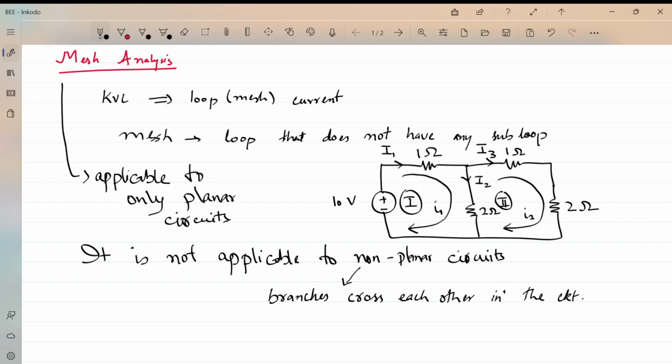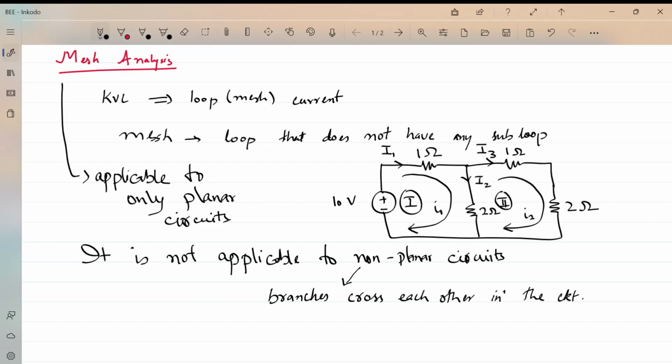So mesh analysis is only applicable to planar circuits, while nodal analysis is applicable to both planar as well as non-planar circuits. Even if the branches are crossing each other, we can still apply nodal analysis, because even at those crossings, we'll have a node at which we can apply the KCL equation. But with mesh analysis, it becomes very difficult to solve for non-planar circuits. So this is not applicable to non-planar circuits.